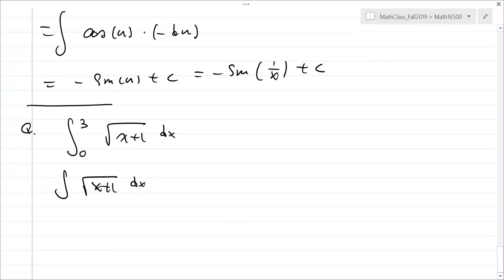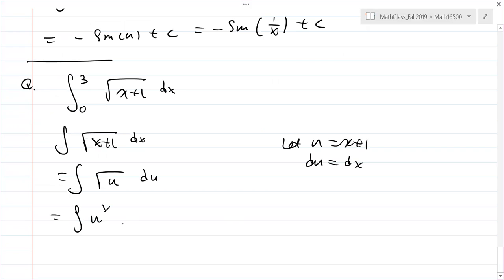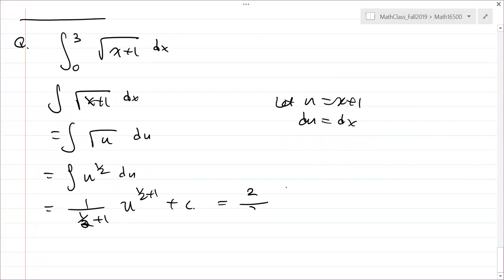You begin with this. You let u be x plus 1. Then du equals dx. So that's going to be square root of u du, right? Because dx equals du. So the antiderivative of this, according to the formula, is going to be 2 over 3 u to the 3 over 2 plus a constant. And what is u? It's x plus 1, so we get 2 over 3 times x plus 1 to the 3 over 2 plus a constant.